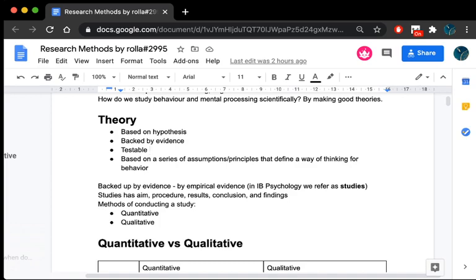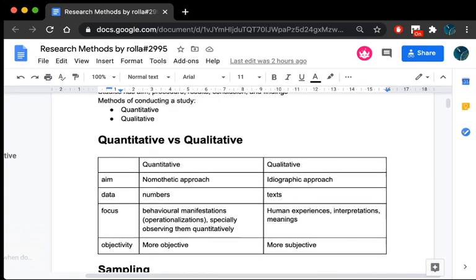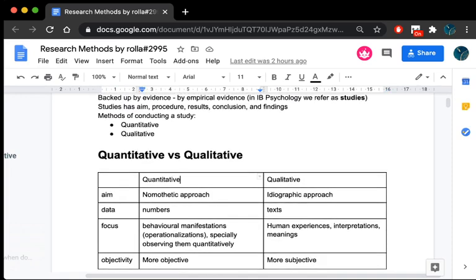So, at least in IB psychology, when they say backed up by evidence, they refer to empirical evidence or studies, which usually consist of aim, procedure, results, conclusions, and findings. And there are several ways of conducting a study, mainly quantitative and qualitative. So quantitative studies are studies that use a data approach, or what you call a nomothetic approach.